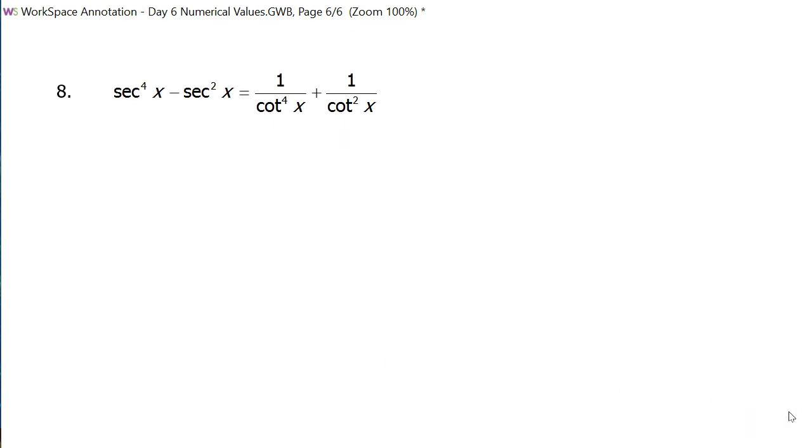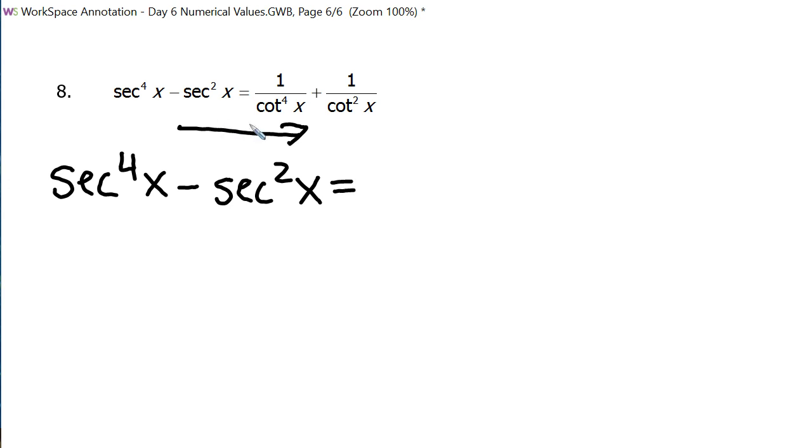And the last one, number 8, let's go left to right again. So we'll start with secant to the 4th power of x minus secant squared of x. Now again, if you see a trig with a power higher than 2, it needs to factor most likely. And I could factor that 2 ways. I could factor that as a difference of squares, but what's the other way I could factor that? Yeah, there's a GCF. Both of those have a secant squared, right? So factor out the GCF.